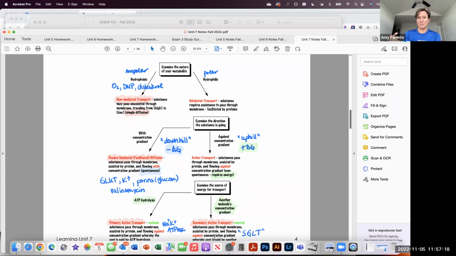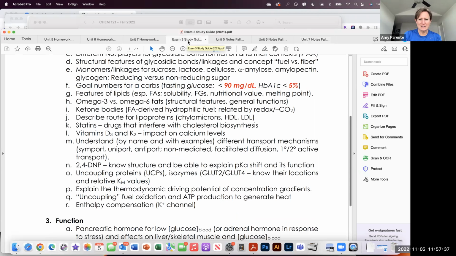Where the money is coming from: primary active transport is ATP. Secondary active transport is another membrane's gradient. And then primary active transport moves positively charged species. Secondary active transport moves neutral species. Okay, so that's just some terminology and details there.